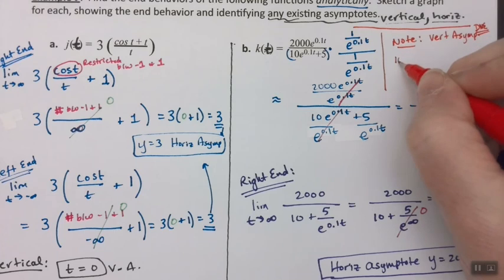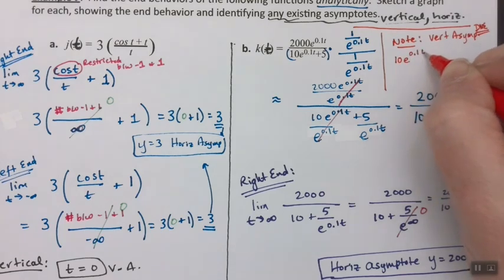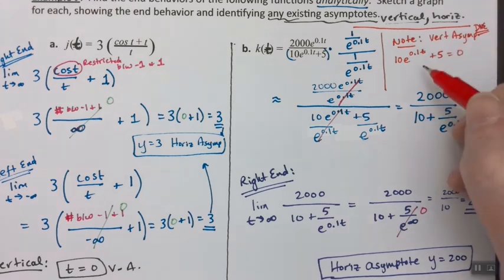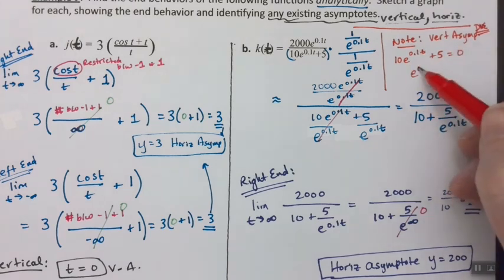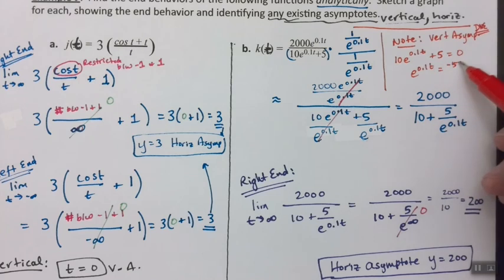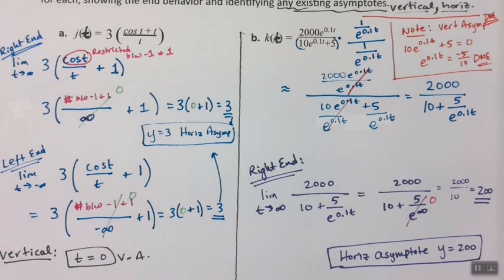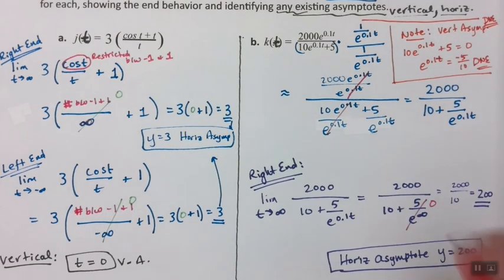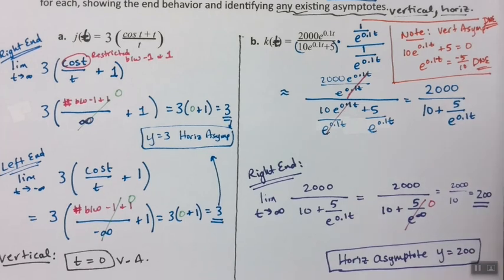And that's because you can't take an exponential and make it turn negative, right? So you want to set it equal to 0, so you would need e to the 0.1t to be equal to negative 5 over 10. That's impossible, right? Does not exist, right? Not in the real number system. There's no way to solve that for t and get a number that would work. For one thing, you'd have to take the log of both sides, and you cannot take the log of a negative, right? So there's no vertical asymptote. The vertical asymptote on this problem doesn't exist.